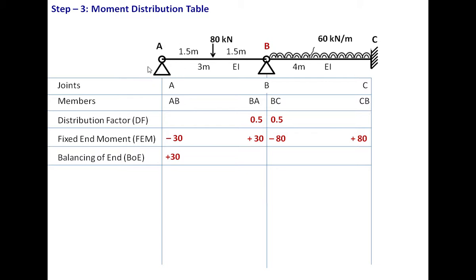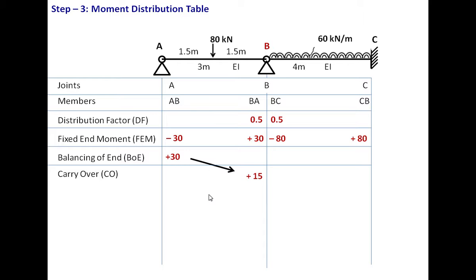In no case will there be a moment, whatever loading we put here, but the final moment at this point is going to be 0. Since we know it, we will make it 0 here. Since it is minus 30 here, in order to make it 0 we will add plus 30 like this. And in moment distribution, whatever we add from our end, we always have to provide a carryover at the far end. Now the far end of this is continuous, so the carryover is half, and carryover is always given with the same sign. So plus 30 will have a carryover of plus 15 at the far end.